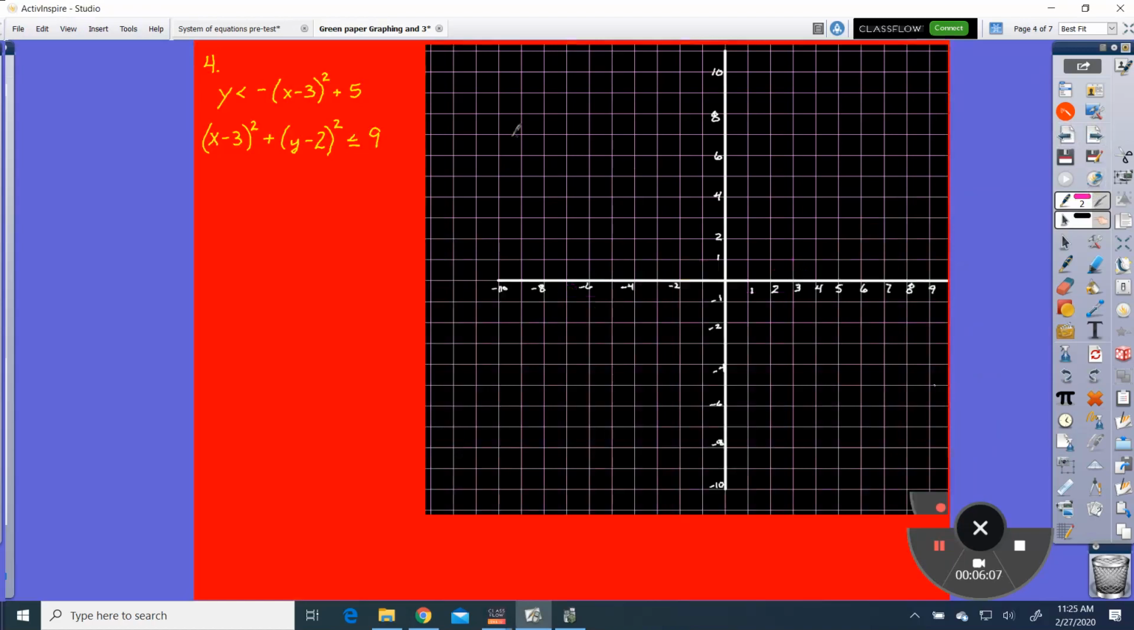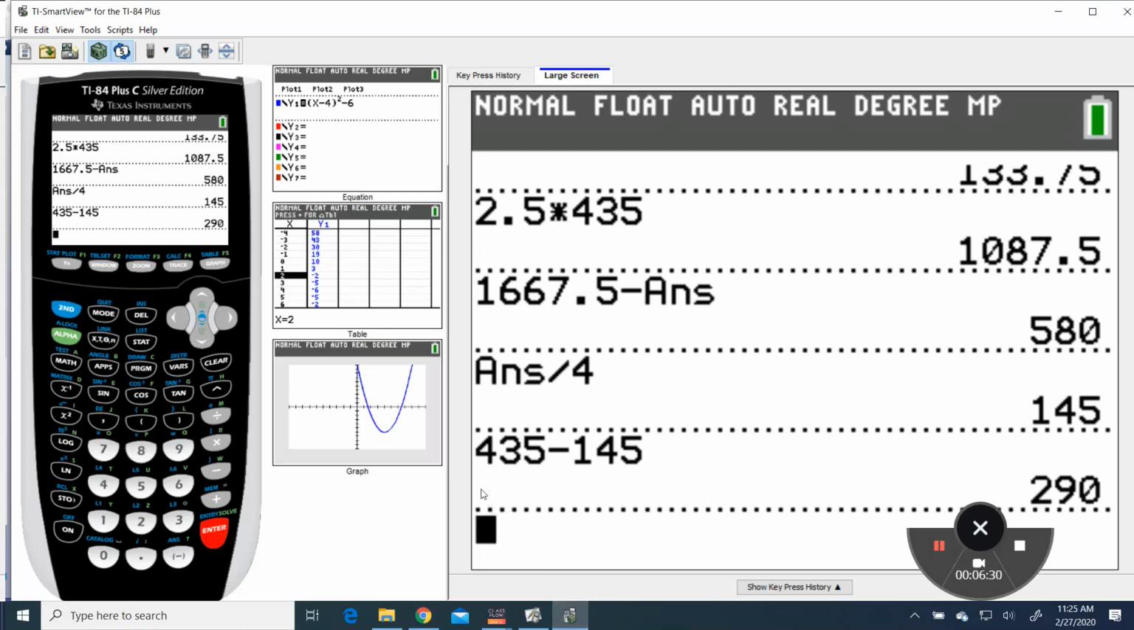Question number 4. This is a parabola. You can graph it on your calculator. Again, the vertex of this is going to be opposite of that, so it's going to be 3, 5. And this is negative, so it's going to open downwards. So I'd come over here, 3, 5, put a dot. You can go to your calculator if it makes you more happy to do it that way.